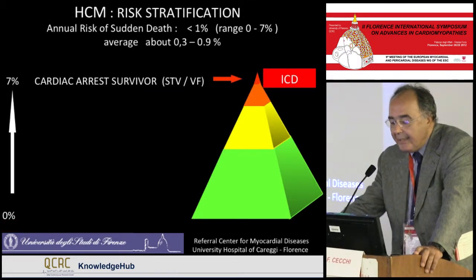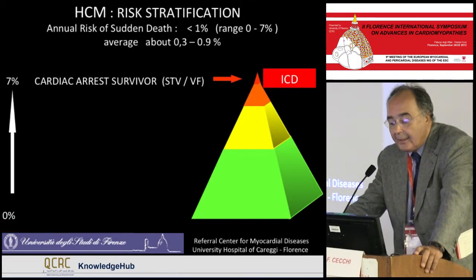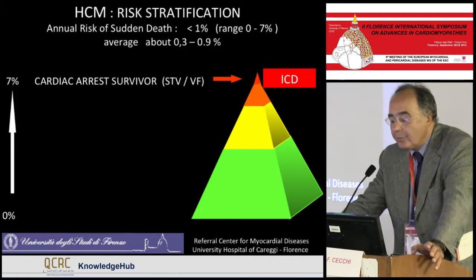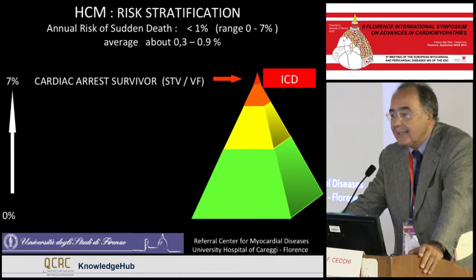Now, based on that, however, we have an attempt of recertifying our patients. And basically, what we can say is that these are the hard data that are available. The annual risk of sudden death is accepted as being, in general, less than 1% per year. And the range probably is between 0 and 7%.